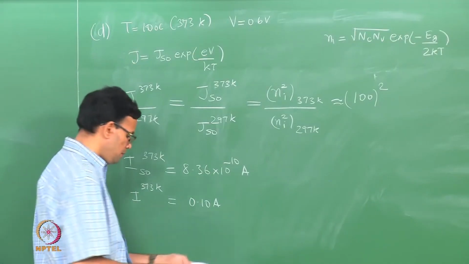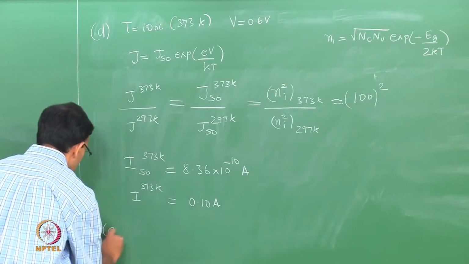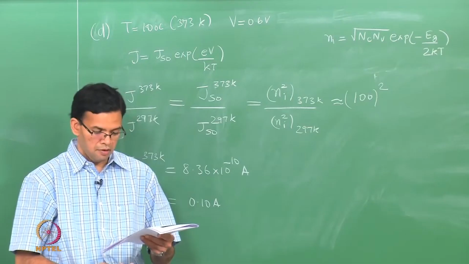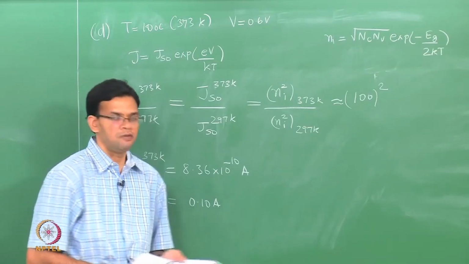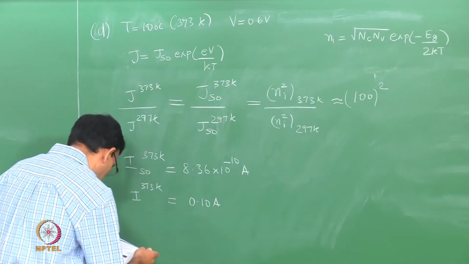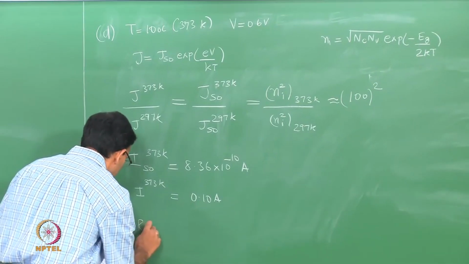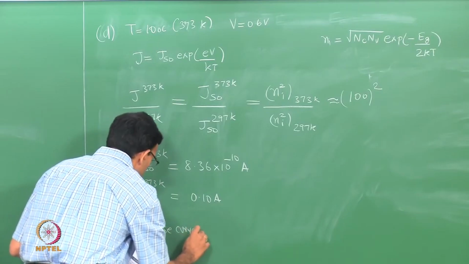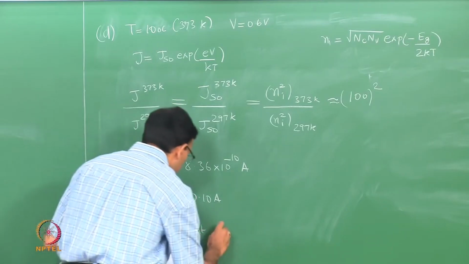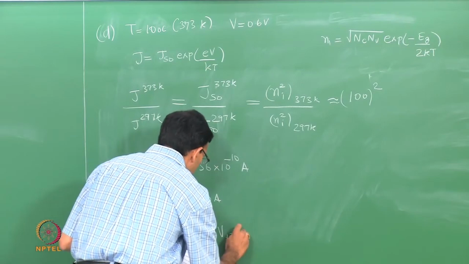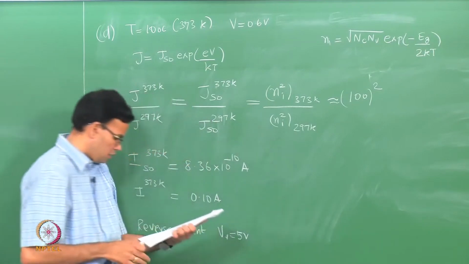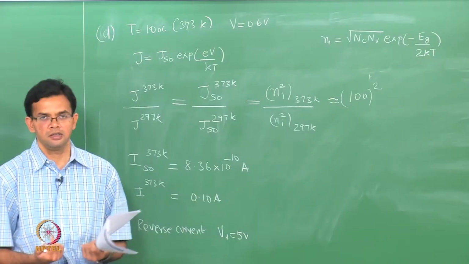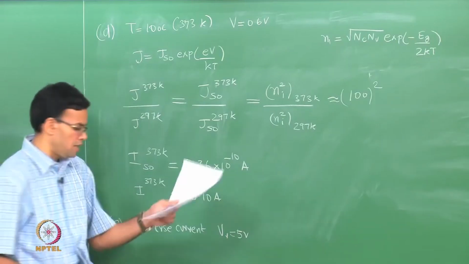In part E, we want to calculate the reverse current when you have a voltage of 5 volts. So, we want to know the reverse current when VR is 5 volts. To calculate the reverse current, we first need to calculate the new width when you apply a reverse bias.